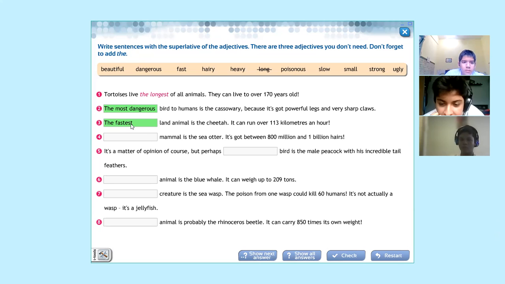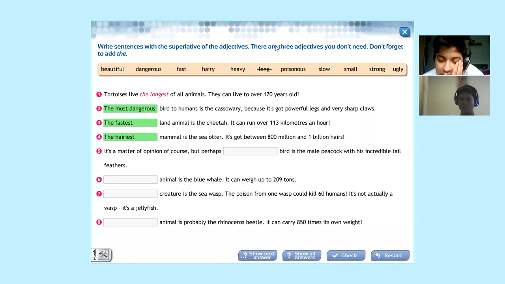Gianfranco Baggio, please read the number 3. The fastest land animal is the cheetah. It can run over 150 kilometers an hour. Okay, Jan, continue with the number 4. The hairiest mammal is the sea otter. It's got between 800 million and 1 billion hairs. Thank you. Continue with the number 5.